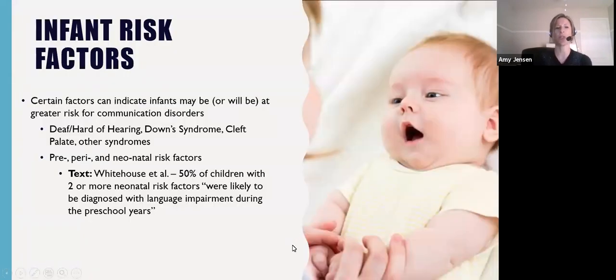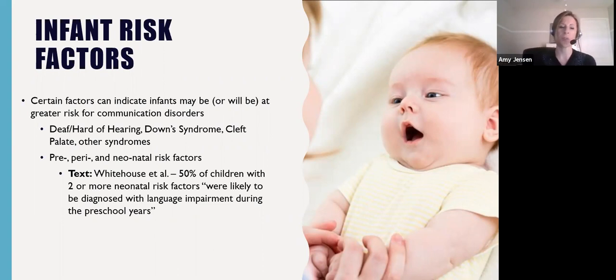So there are certain risk factors that put infants in a position where they could be at greater risk for communication disorders. So some things we might know even prenatally, hopefully we know prenatally would be Down syndrome or cleft palate. Hopefully deaf or hard of hearing, we might know after the newborn hearing screening, after they're born. Sometimes those things don't show up until later. Other syndromes can sometimes be hard to identify, so we may not know until later as well.